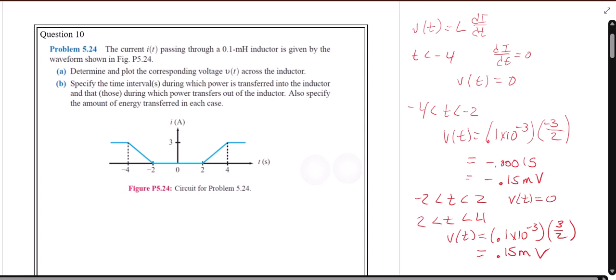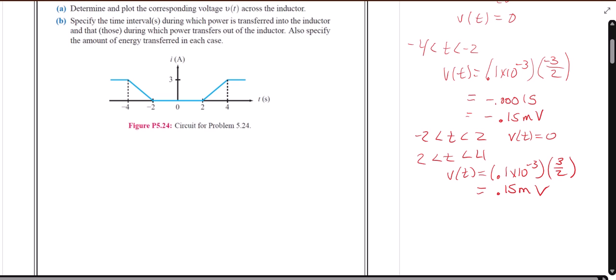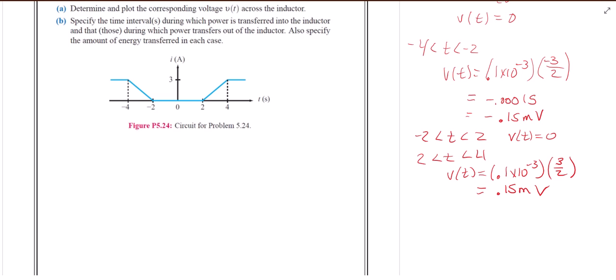And then once we get on the other side of 4, once again our current is horizontal, and that has a 0 slope. So for t greater than 4, v of t equals 0.